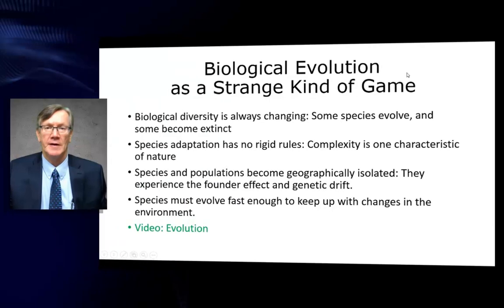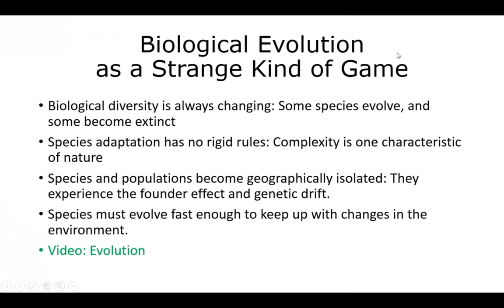Biological evolution as a kind of game. Biological diversity is always changing. Some species evolve and some become extinct. Specific adaptation has no rules. Complexity is one characteristic of nature. Species and populations become geographically isolated. They experience the founder effect and genetic drift. Species must evolve fast enough to keep up with changes in the environment.